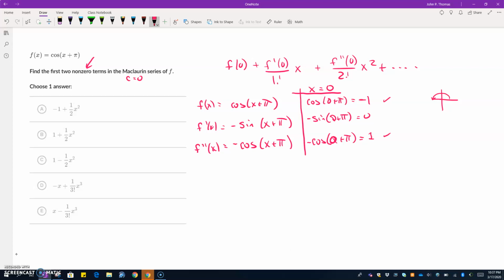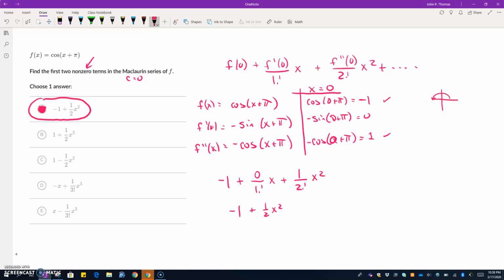So if I run through, it starts f of 0, which is negative 1, plus f prime of 0, which is 0, over 1 factorial times x, plus, then I take the second derivative, which is 1, over 2 factorial times x squared. So if I clean that up, I get negative 1 plus 1/2 x squared, and that is choice A. All right, and that would be our correct answer.